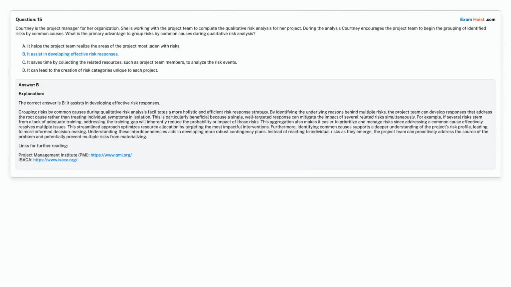Correct answer is option B. It assists in developing effective risk responses.